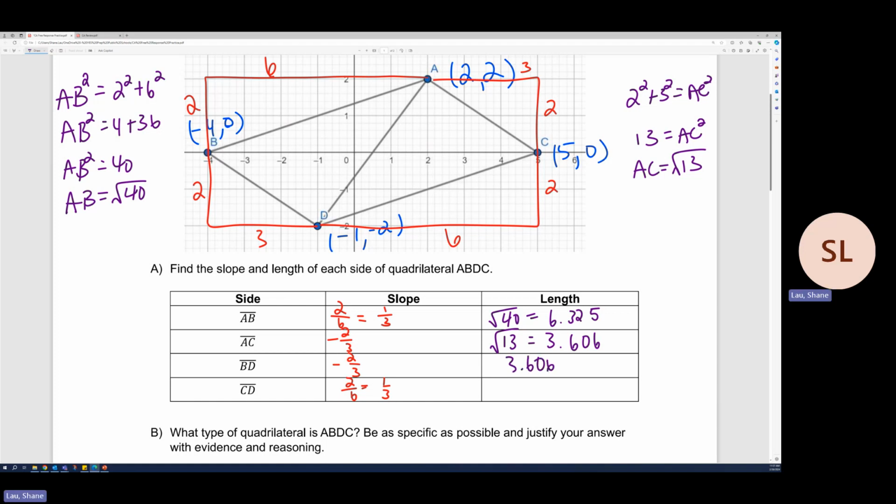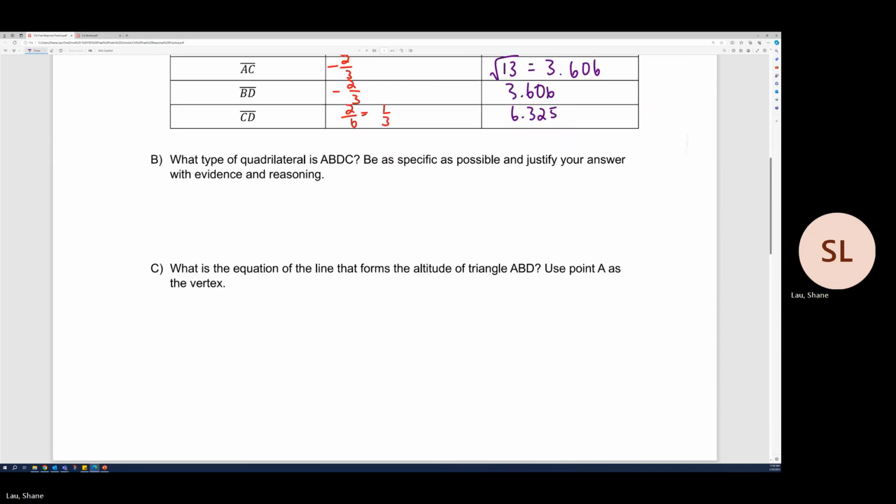Of course, I've already worked through all these problems, so I already know the answer. But you should be working through all these parts as well. And the same thing can be said about CD, 6.325. So I encourage you to work it on your own. But just for time's sake, I'm going to go ahead and fill in those parts. Okay, that's part A completed.